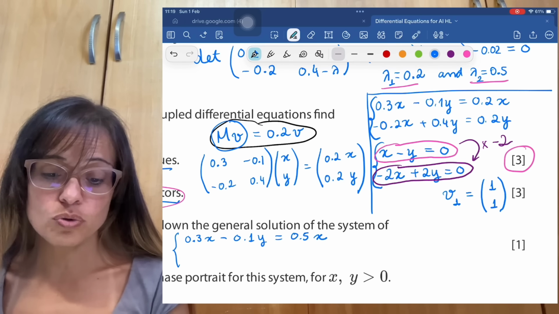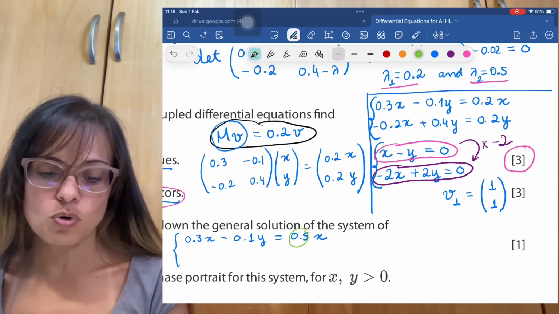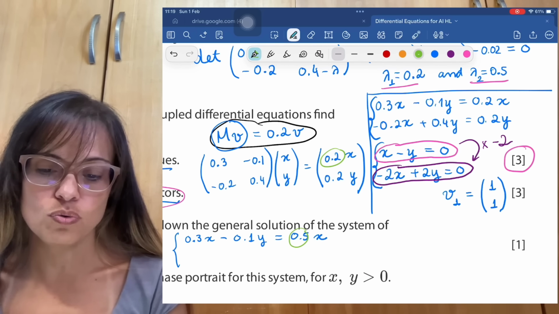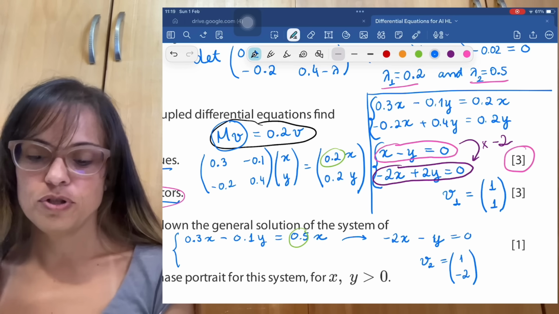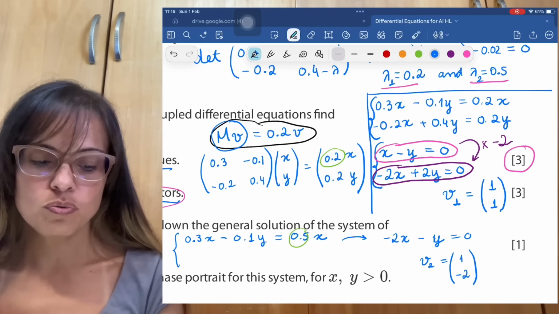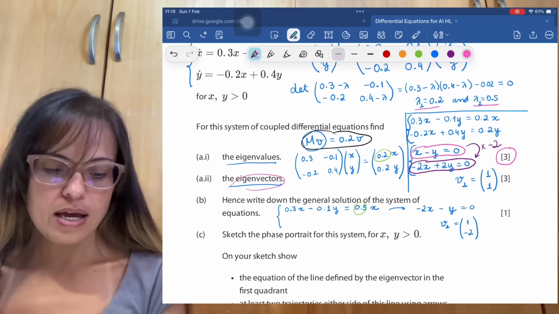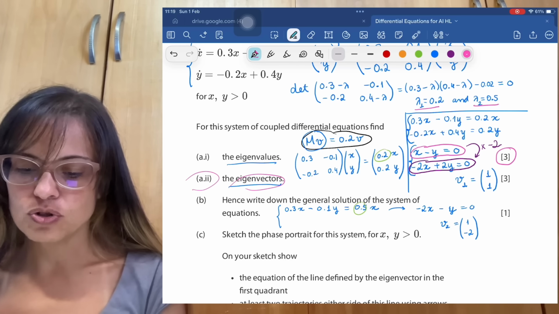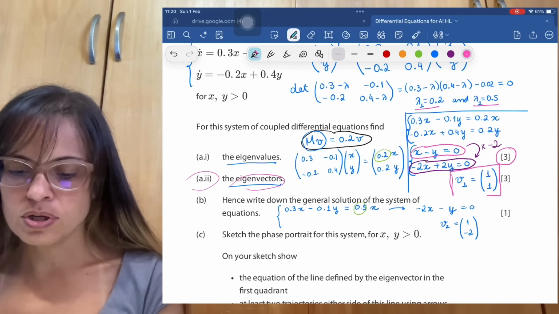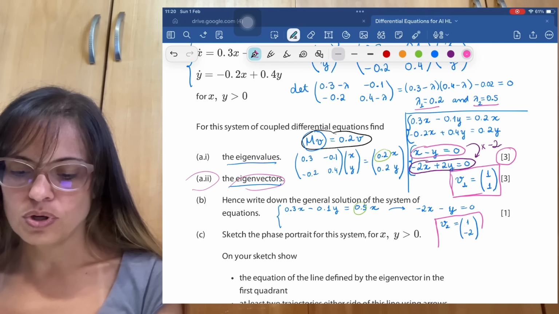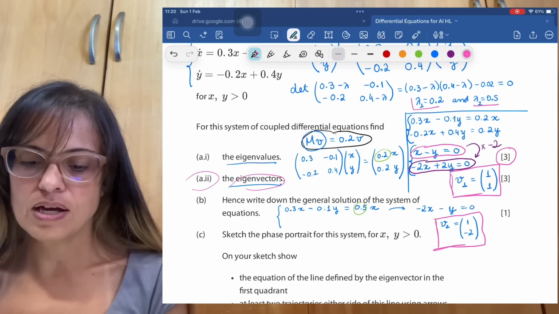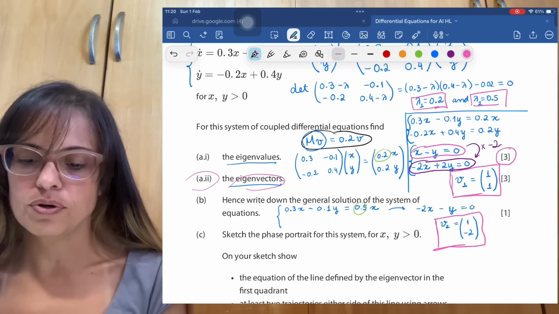And then you're just going to do the same thing again, but with 0.5 instead of 0.2. And again, the simplest numbers to pick here are 1 and -2. So that is the answer to part A2. We found the eigenvectors. It's this one and this one for the eigenvalues that we had already found before.